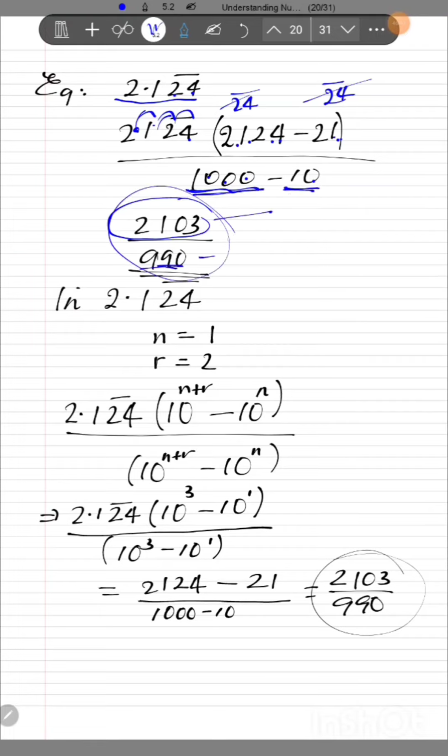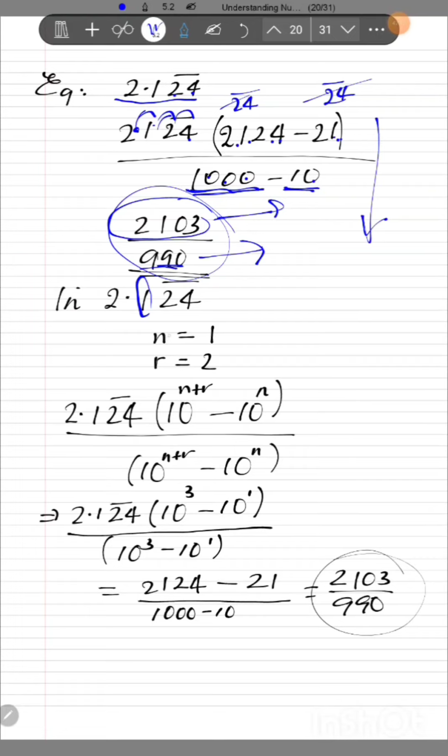Now these are a fraction of two integers. So 2.124 repeating is a rational number because it can be expressed as a fraction of two integers. We can create some formula for this one. In 2.124, the non-repeating part, after the decimal point, what is not repeating is 1.